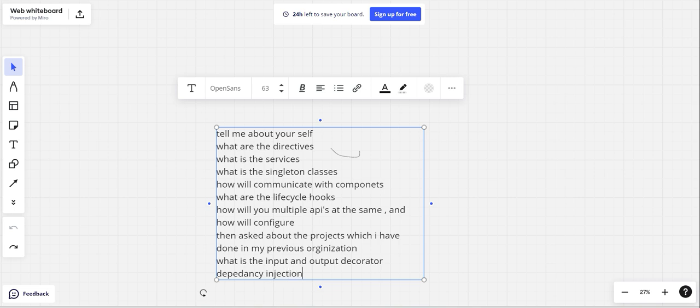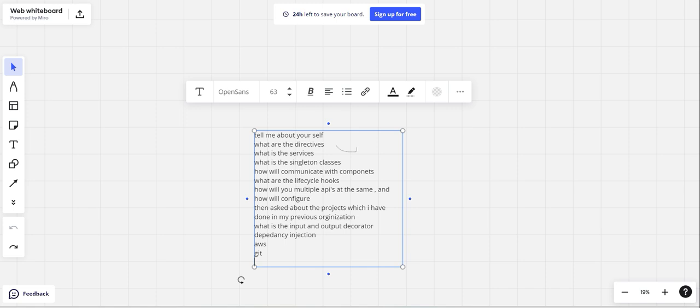He also asked some questions about AWS because I mentioned it in the resume. Then he asked about Git: how will you push, how will you commit, and what is the purpose of commit. Then he asked how to set up a Node.js server and set up Angular on your machine.